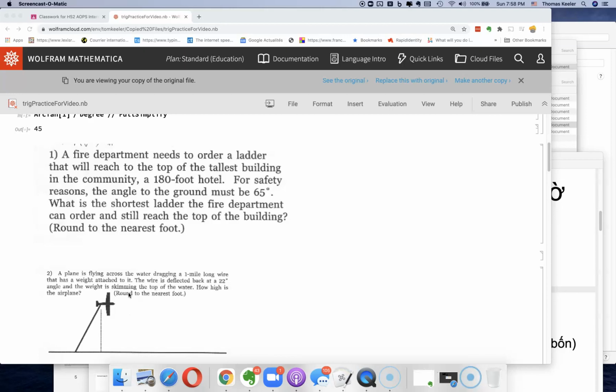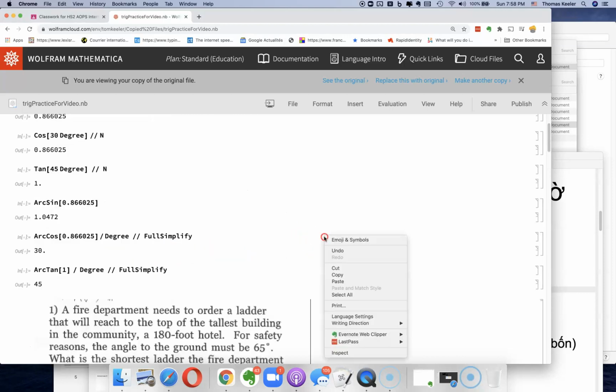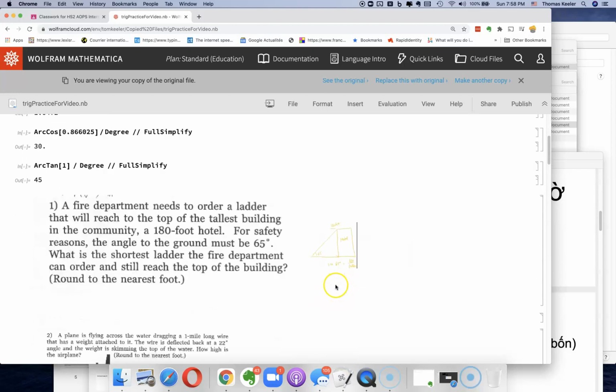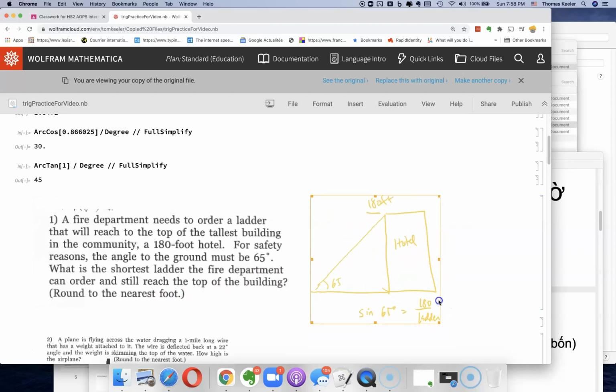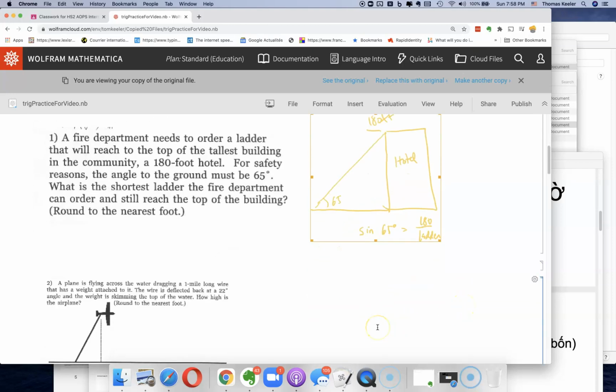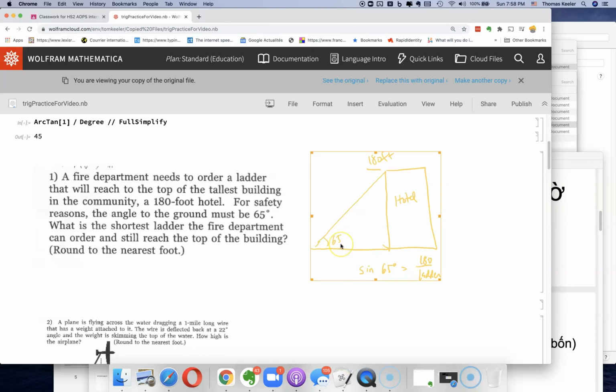Let me see if I can go back and forth. I'm going to explain everything, copy that, and go and see if I can paste it. Yeah, and so there it is. There's my little diagram. It says, let's have 65 degrees be the ratio of the 180 to the hypotenuse.